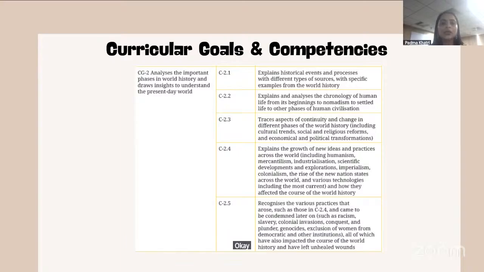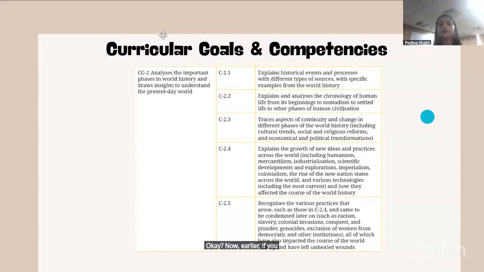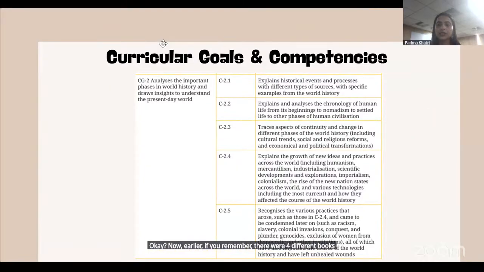Okay, one thing that I want to discuss here is that when we talk about these curricular goals and competencies, these are the basic structures based on which the textbooks will be developed. Okay, now earlier, if we remember, there were 4 different books, right? For history, which book was there? Can you name it in the chat box?